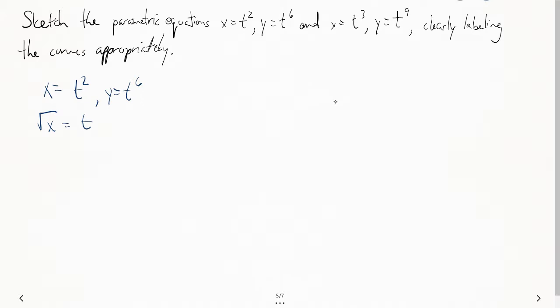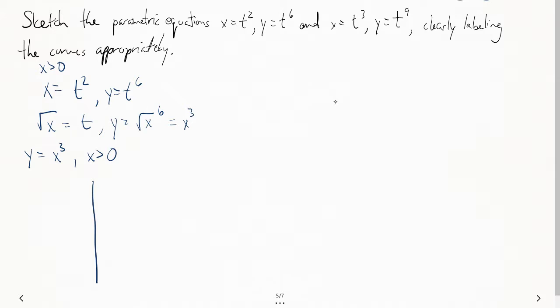Well, let's think about this. If we're squaring t, notice x must be greater than 0. That's going to be important. Okay, so x is greater than 0. And so now what we can do is write y equal to the square root of x raised to the 6th power, which is just x cubed. But notice in that first case, you have x greater than 0. So we have this equation y equals x cubed, where x is greater than 0.